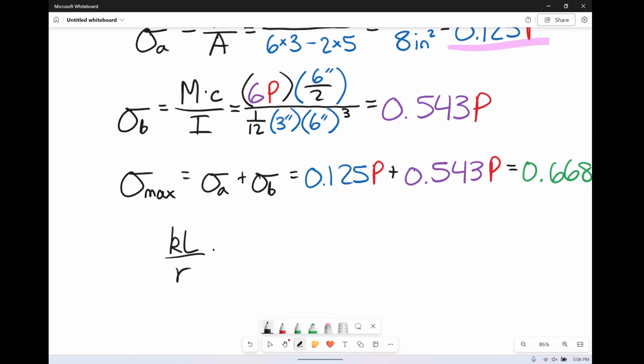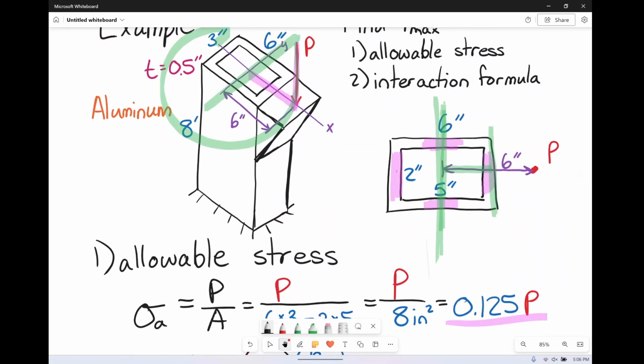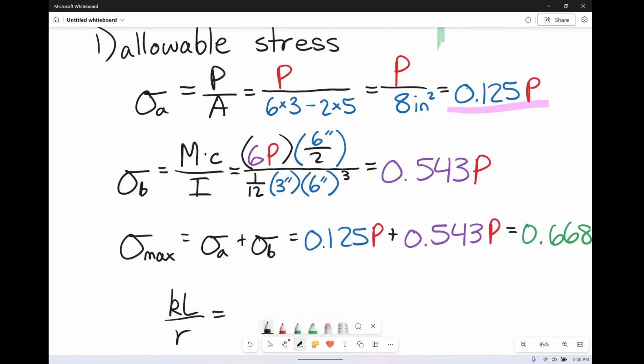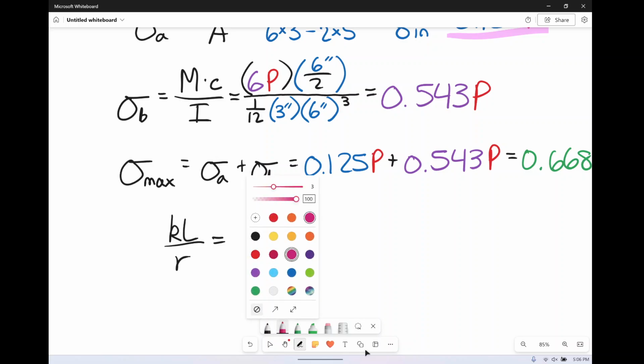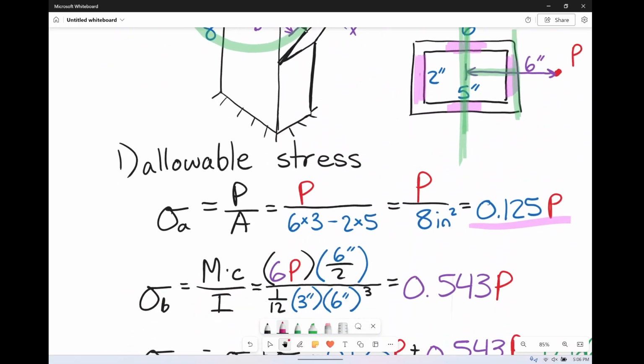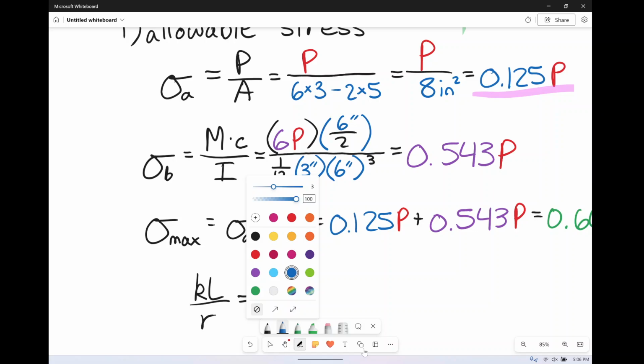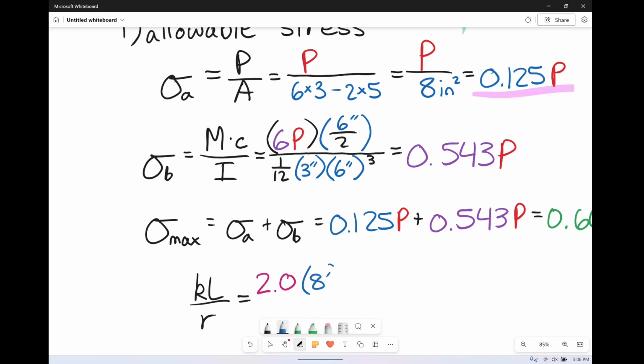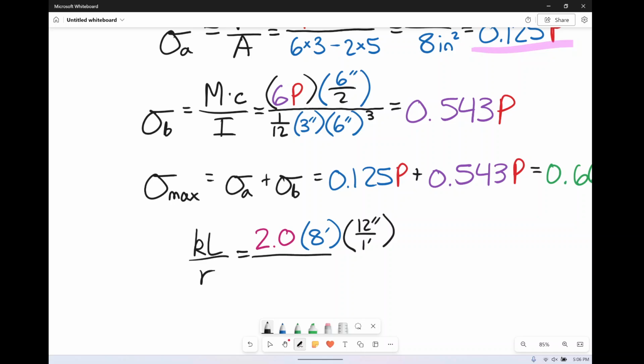So what is K? For a fixed-free column, K is 2. So we have 2.0 times L. The length of this thing was 8 feet, but we don't really want it in feet, do we? No, because it needs to be unitless, and R is about to not be in feet, so this needs to be 12 inches in a foot, divided by R.